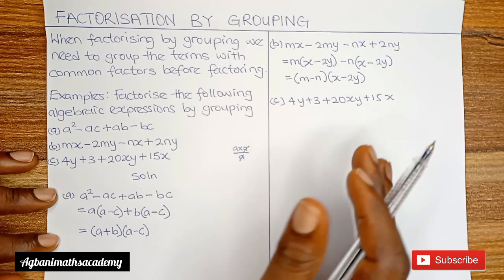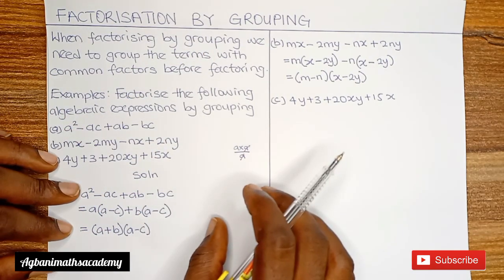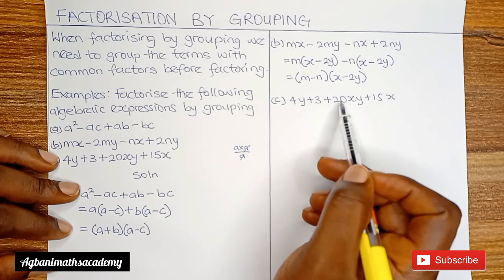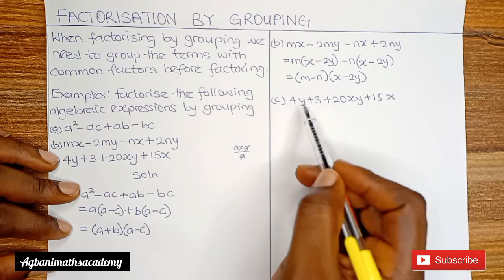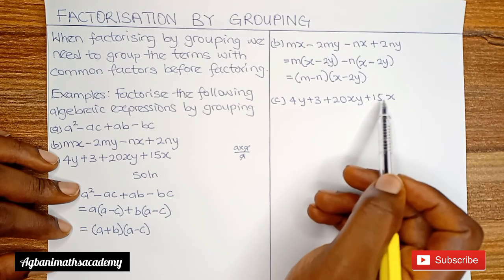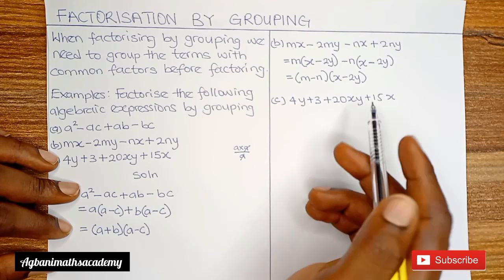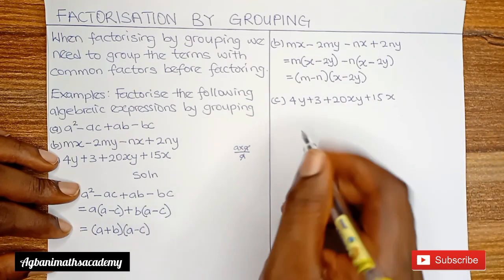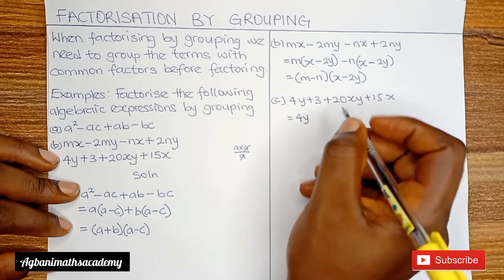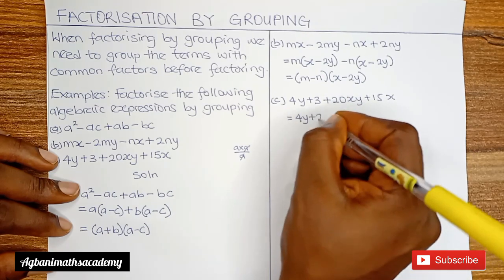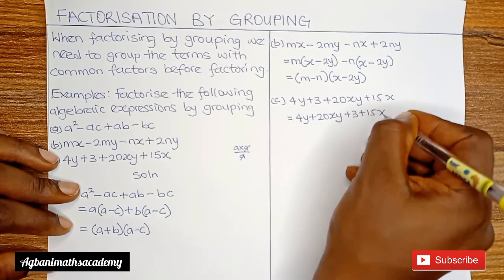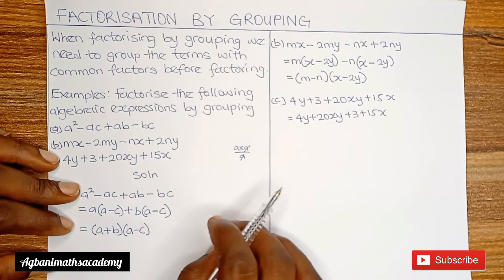So what we are going to do is shuffle the group, okay? So let's see, if we bring plus 20xy this way, does 20 and 4 have something in common? The answer is yes. Y is here also, and y is here. So there are many things in common. What about 3 and 15x? 3 is a factor of 15, so that means they have something in common. So let's rearrange the whole arrangement. So we have 4y. The sign always follows the algebra, okay? So plus 20xy plus 3 plus 15x, okay? So we have been able to rearrange the whole process.